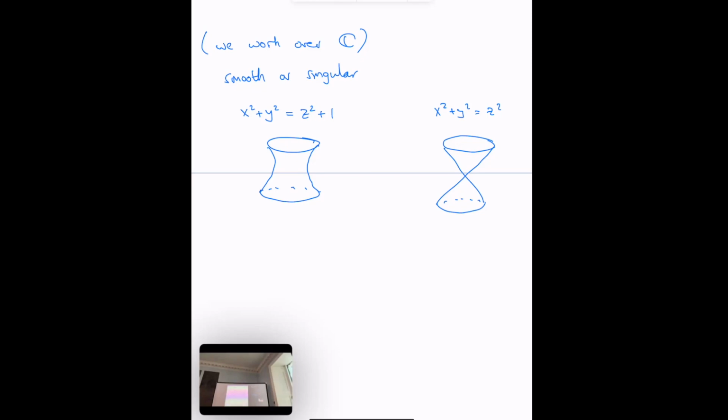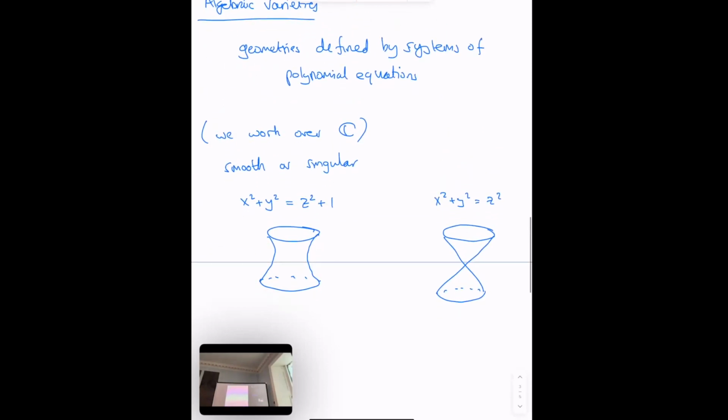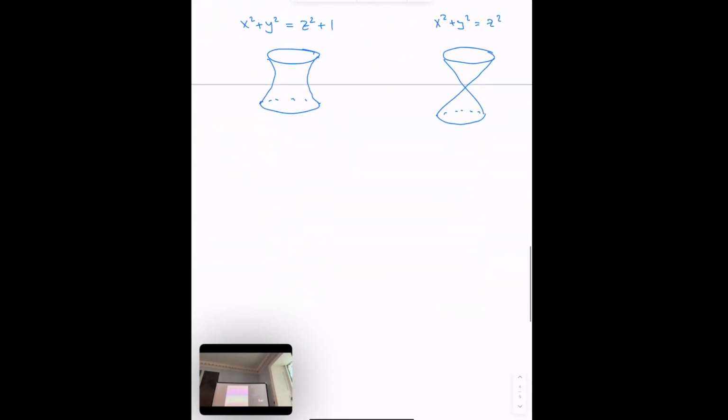Right, there was this idea that we were going to start with algebraic varieties, geometric objects defined by systems of polynomial equations, and try to understand and classify them. So let me say a little bit of what I mean by classify. One possible classification question you could ask is related to what's called the minimal model program.